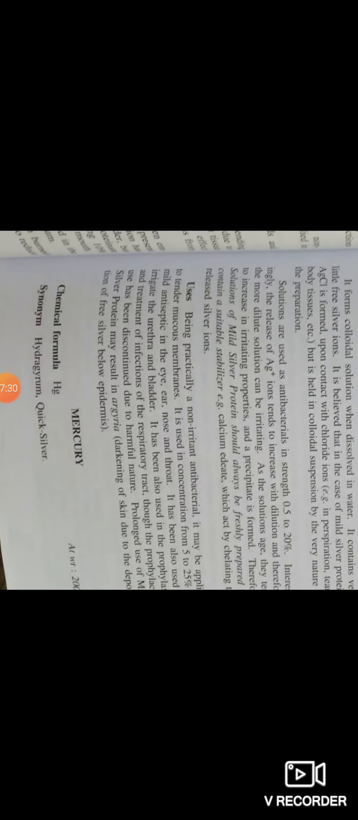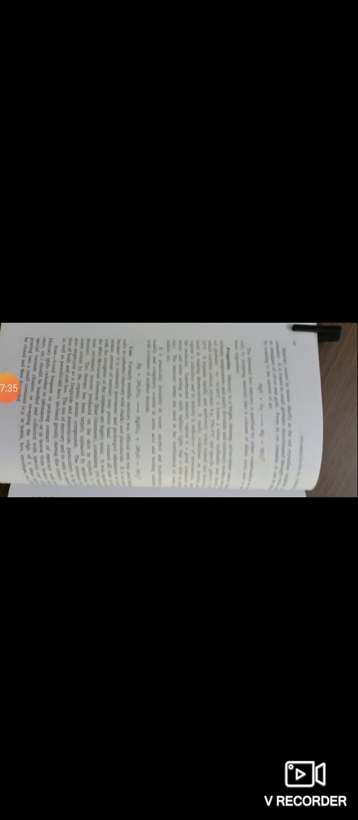Next one is mercury. Mercury means Hg. Synonym: hydrargyrum. Its properties: treated with oxygen, mercury can form oxides. It's a white shining crystalline in nature. It's mainly used as a cathartic. It's poisonous in nature, and prolonged use causes different side effects. So avoid contact with the skin. Use carefully.